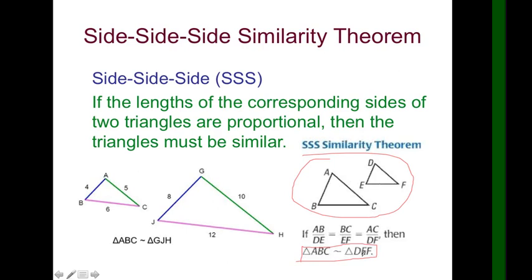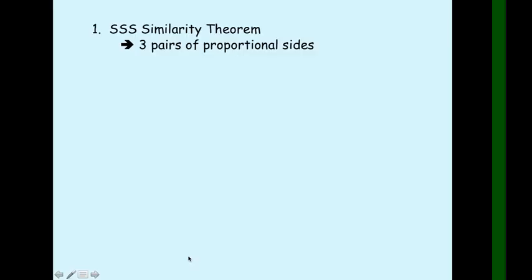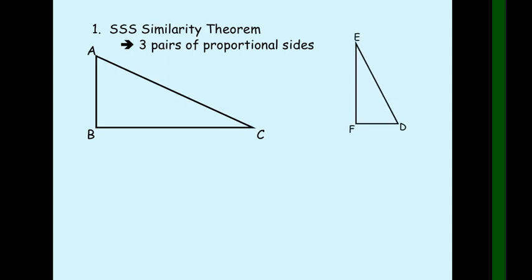Okay, so also, in this example, triangle ABC is similar. By the way, the symbol for similar is this, no? Is similar to triangle GJH. Okay? So, similar daw. So, paano kaya natin ma-determine na yung ating mga triangles ay similar using the SSS similarity theorem? So, SSS similarity theorem, the three pairs of proportional sides. So, let's have an example here.